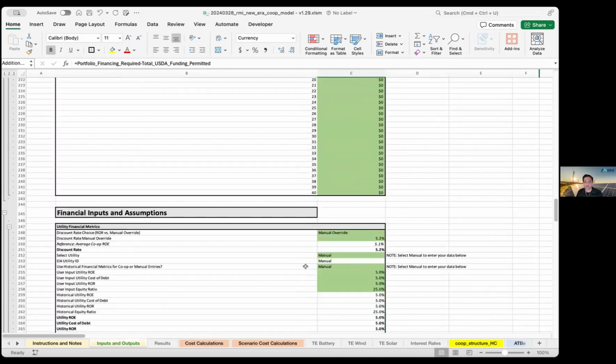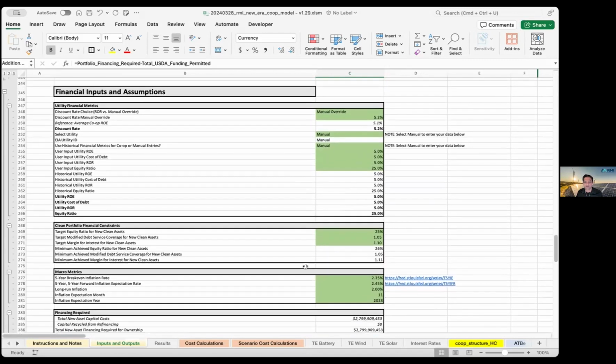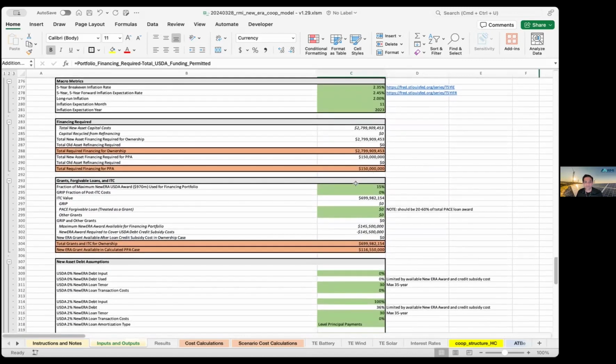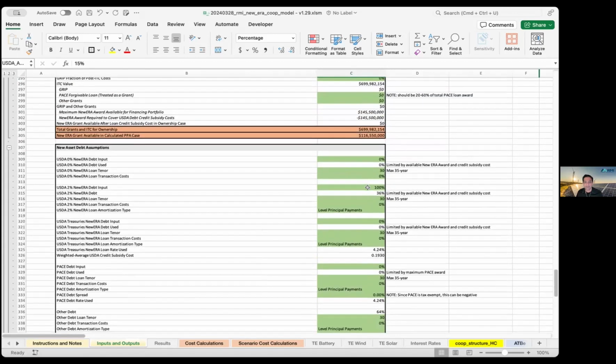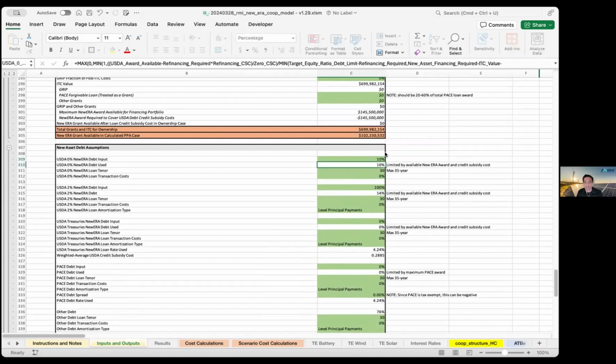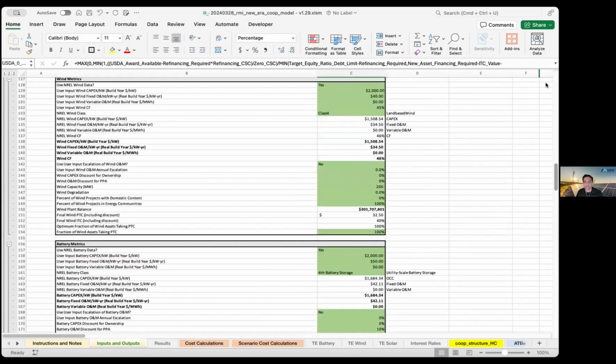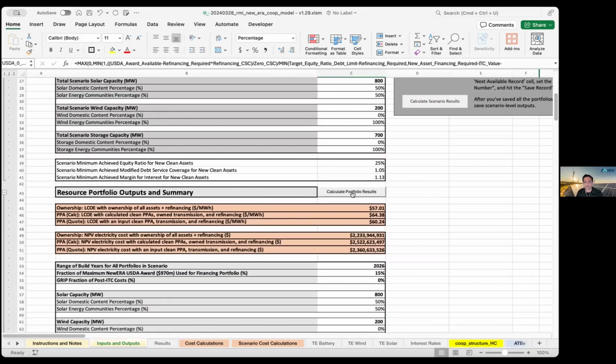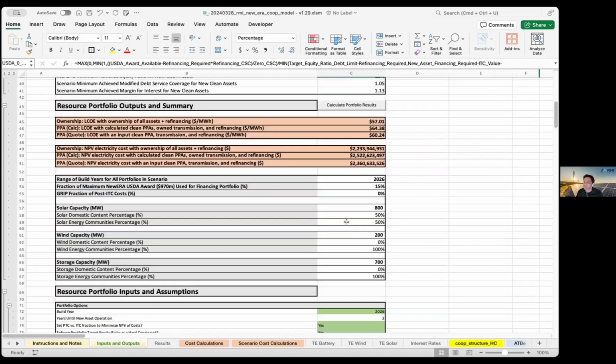Let's suppose that you wanted to look at a different option. So we've looked at just 15% of the New Era grant applied here. And that only allows 36% of the debt to be 2% debt. What if we were to try to use some 0% debt instead? How would that affect the cost? Well, we can hit calculate portfolio results again. We see that the cost went up from about $56 and something to $57. So it didn't really help.